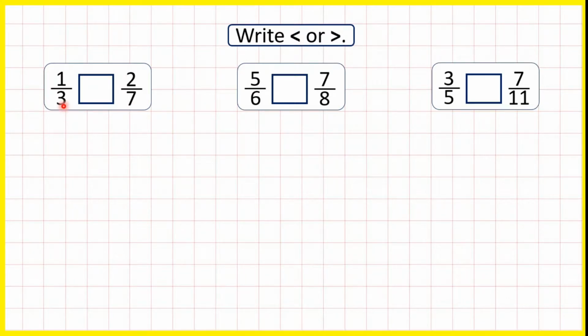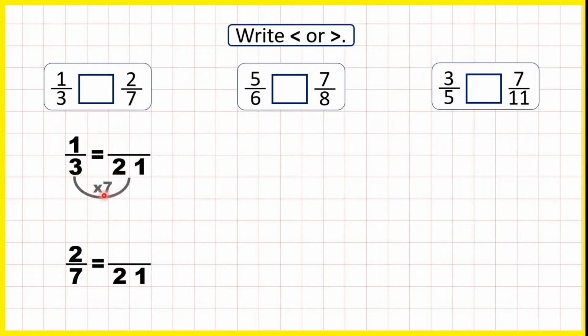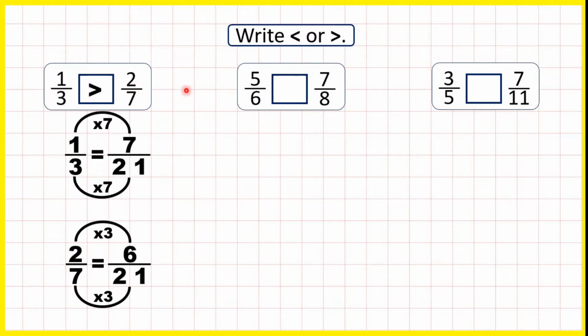So 21 is in both the 3 and the 7 times table. So we can find equivalent fractions to 1/3 and to 2/7, which have a denominator of 21. 3 times 7 is 21, and 1 times 7 is 7. 7 times 3 is 21, and 2 times 3 is 6. So, because 7 over 21 is larger, we know that 1/3 is larger than 2/7.